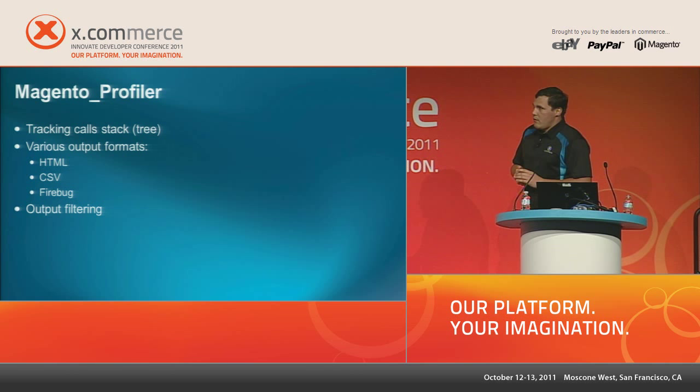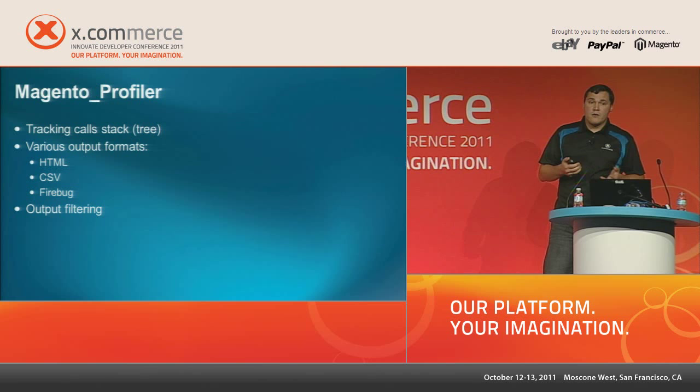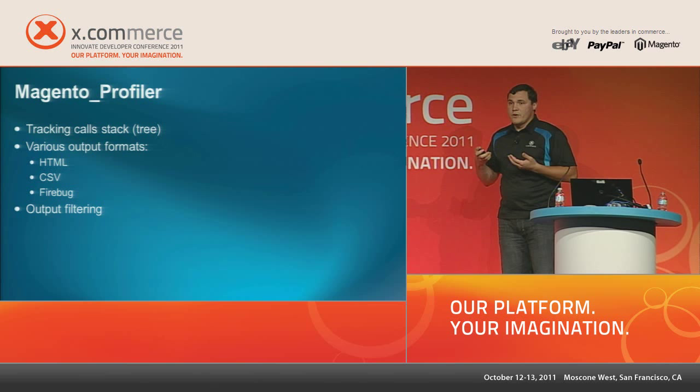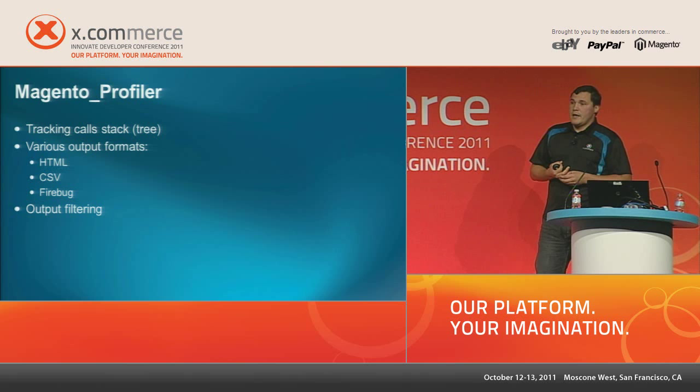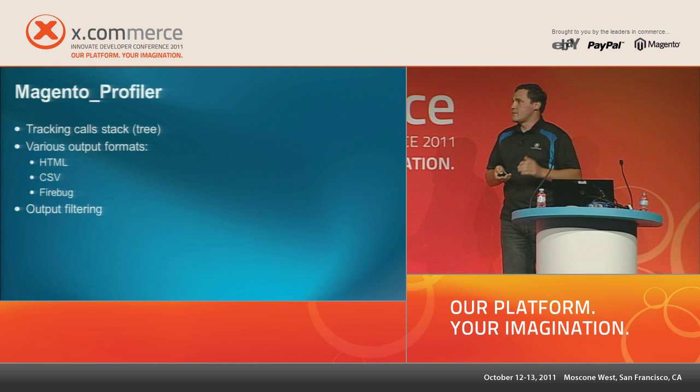We did refactoring for some of our library classes, and one of them is Magento Profiler. Right now, it supports different output methods and allows Magento developers to see profiler results in different formats, like you can get it in HTML, CSV, or Firebug, for example. And Profiler was updated and allows developers to see a call stacks tree with a full picture of the sequence of particular calls.